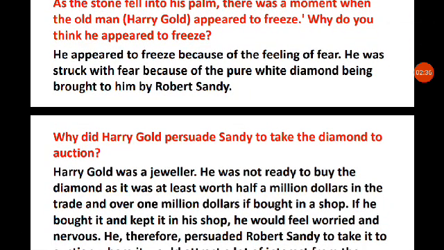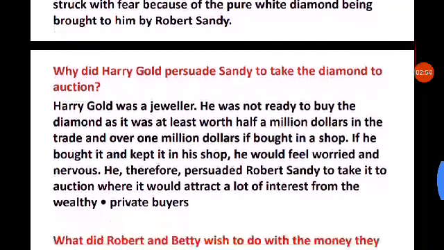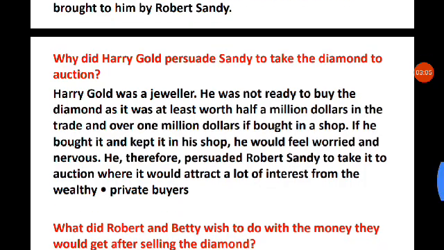Why did Harry Gold persuade Sandy to take the diamond to auction? Harry Gold was a jeweler. He was not ready to buy the diamond as it was at least worth $500,000 in the trade and over $1 million when brought in a shop. If he bought it and kept it in his shop, he would feel worried and nervous. He therefore persuaded Robert Sandy to take it to auction, where it would attract a lot of interest from wealthy private buyers. Now, next question.